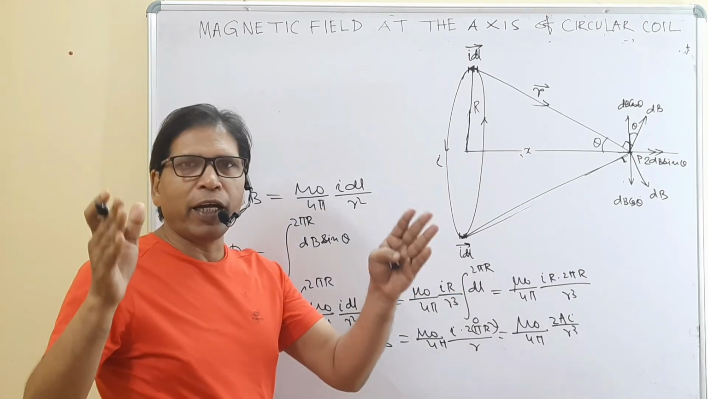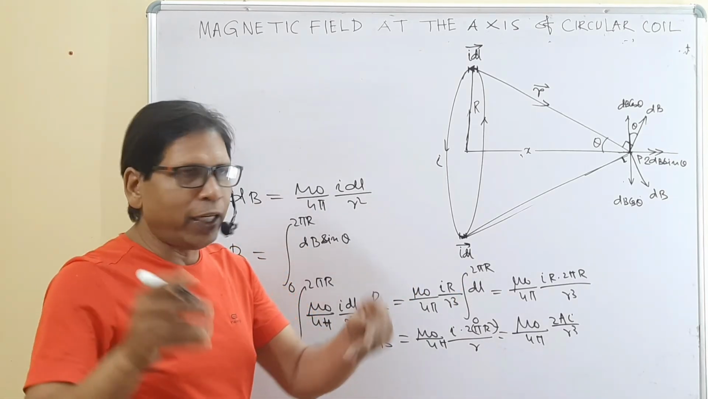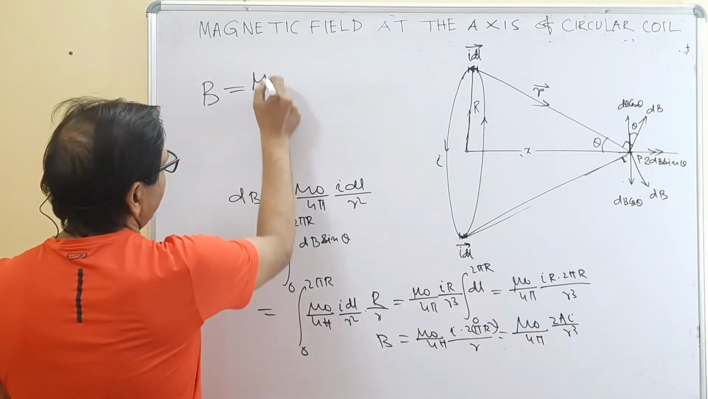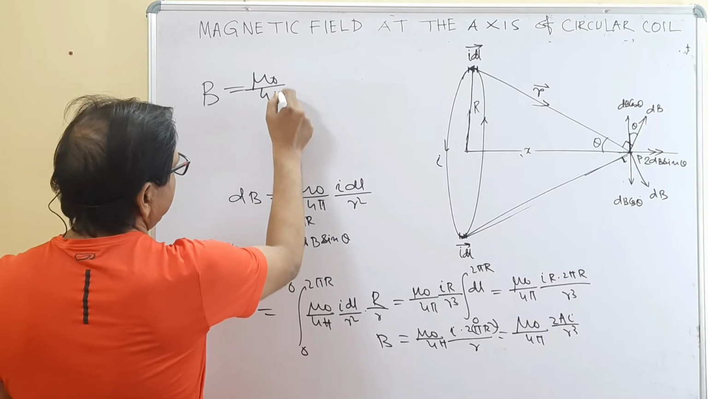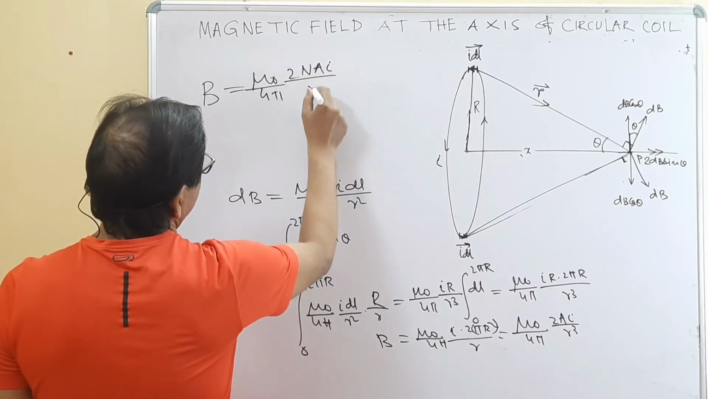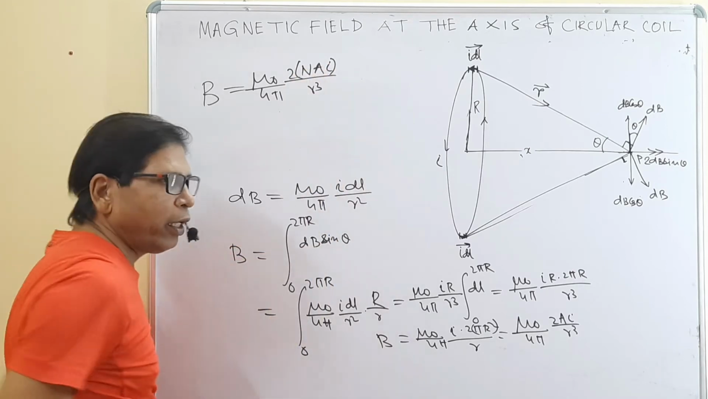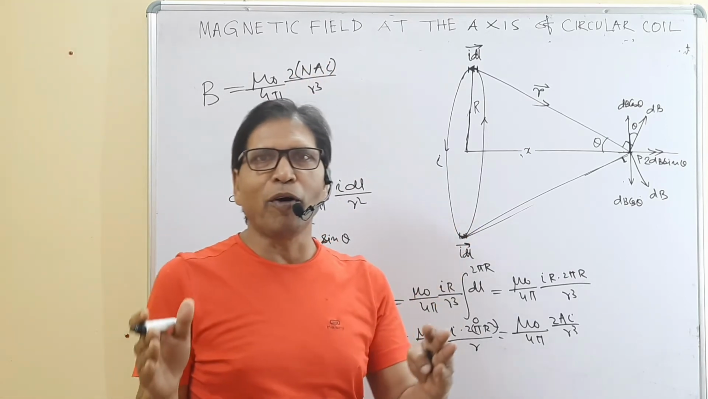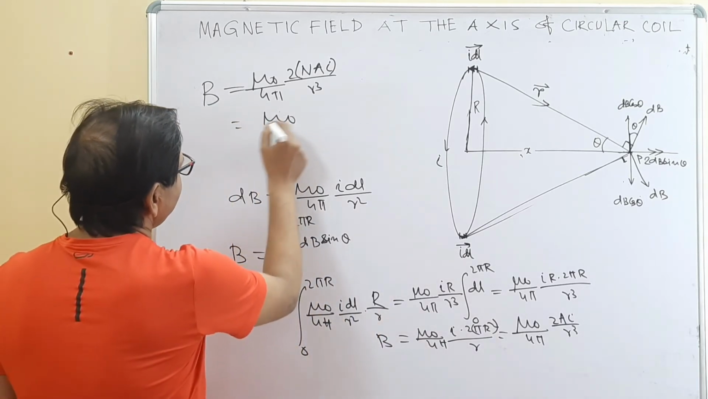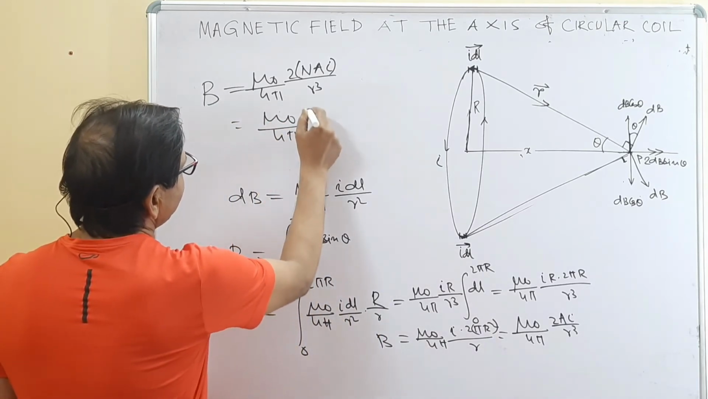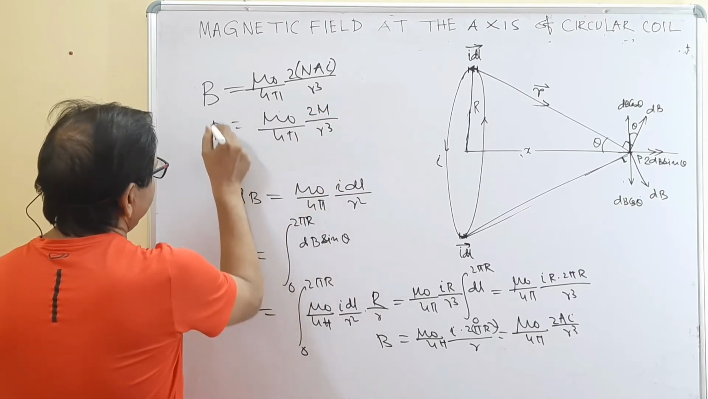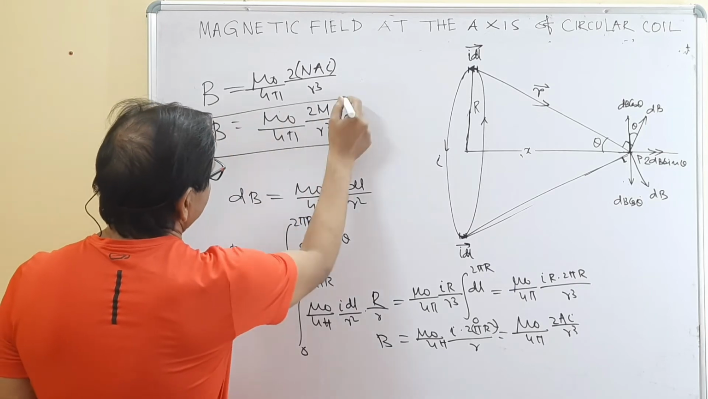If the number of turns in the coil is N, then the magnetic field B is equal to μ₀/4π · 2NAI/R³. Now NAI is called the magnetic moment of the coil. So this is μ₀/4π · 2M/R³. This is the magnetic field due to a circular coil.